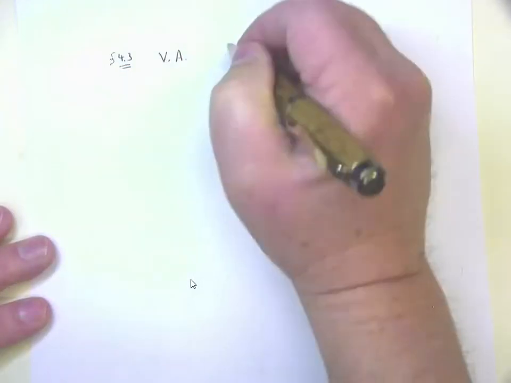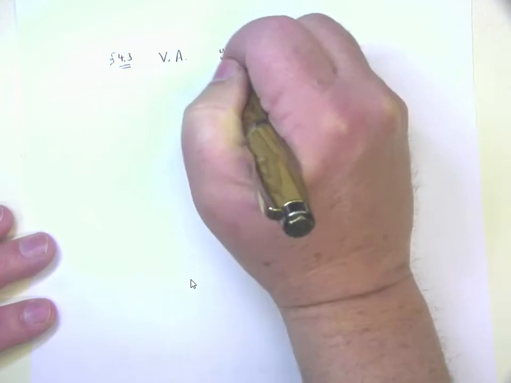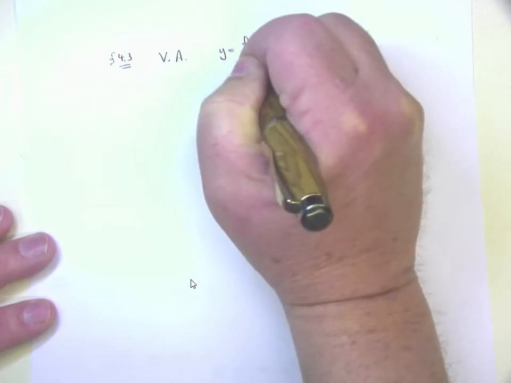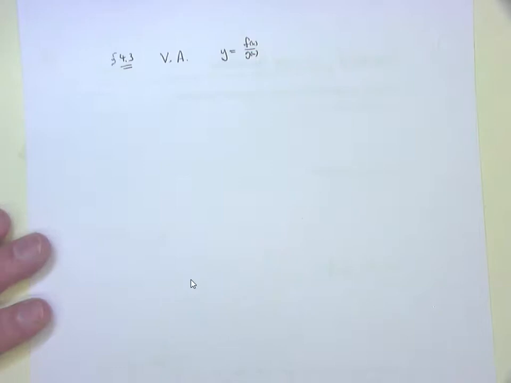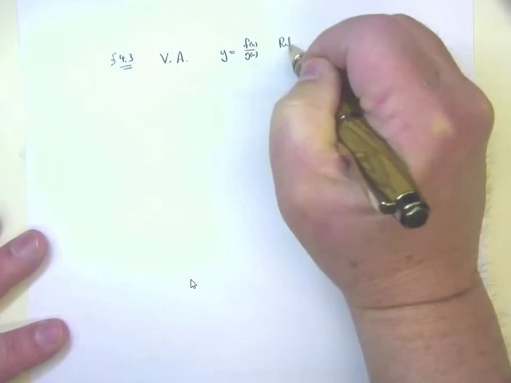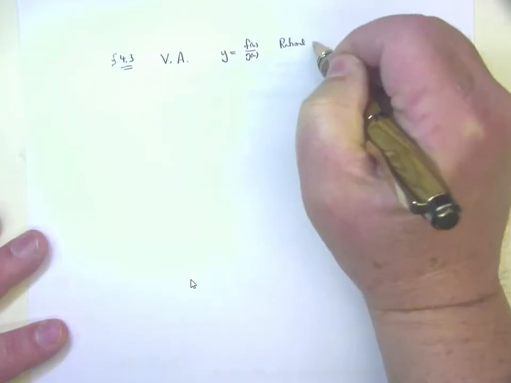Your vertical asymptotes are when you have this. When I have a rational function, so y is equal to, we'll call it f of x divided by g of x. So I have a rational function, which is a polynomial over a polynomial.